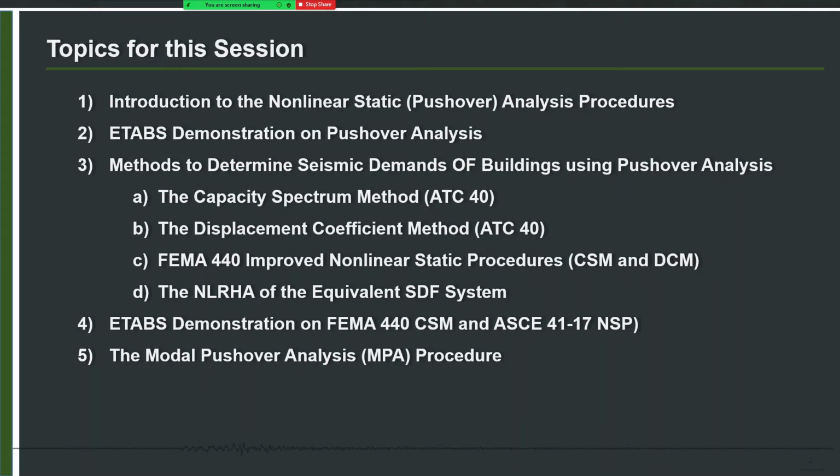So yes, you are right that not all of them are applicable to high-rise buildings, but multi-mode methods can be applied.